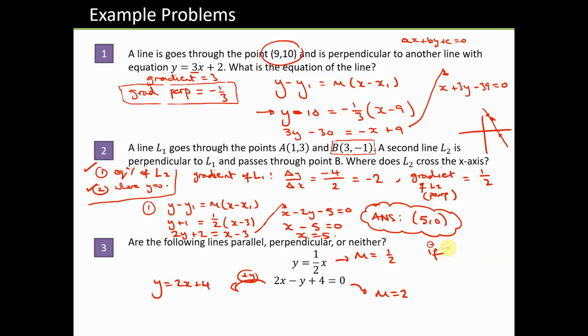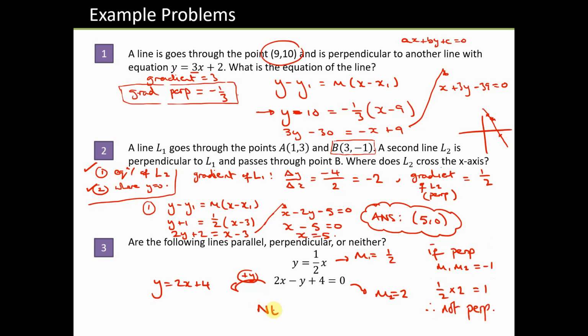Well, we know if perpendicular, they're clearly not parallel, are they? I feel like I didn't need to say that, but they're clearly not parallel. If perpendicular, then m1 times by m2 would equal minus 1. Well, let's do that. Let's do a half times by 2. That equals positive 1. So therefore, they are not perpendicular.